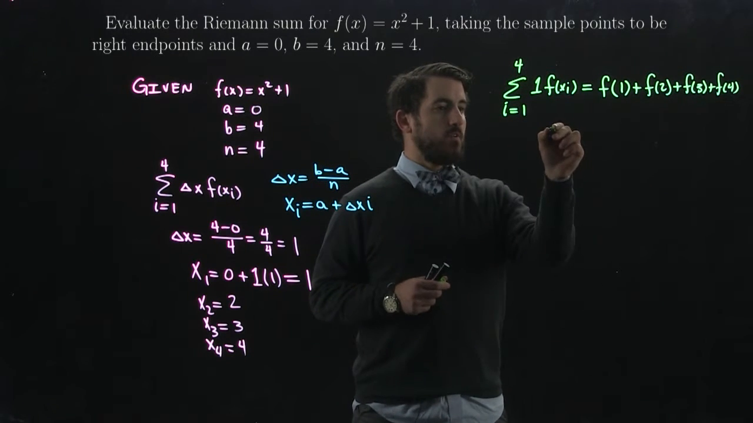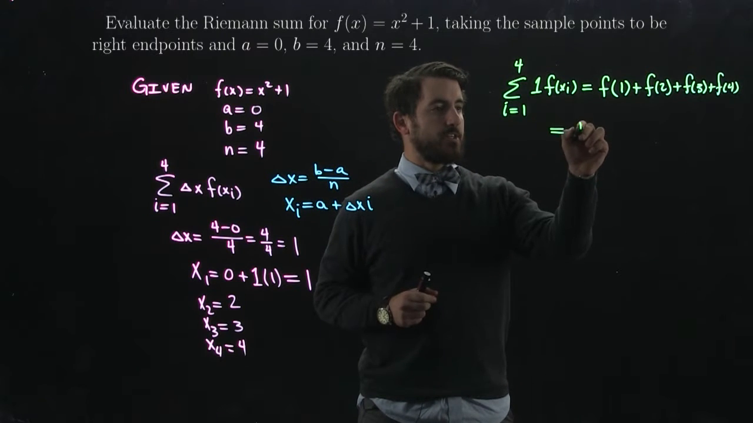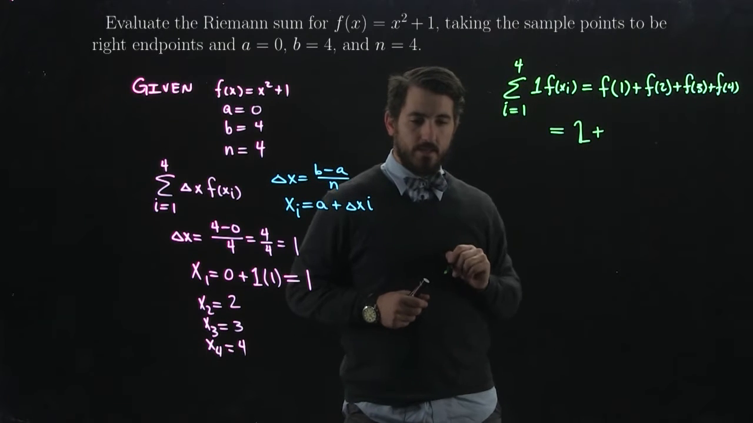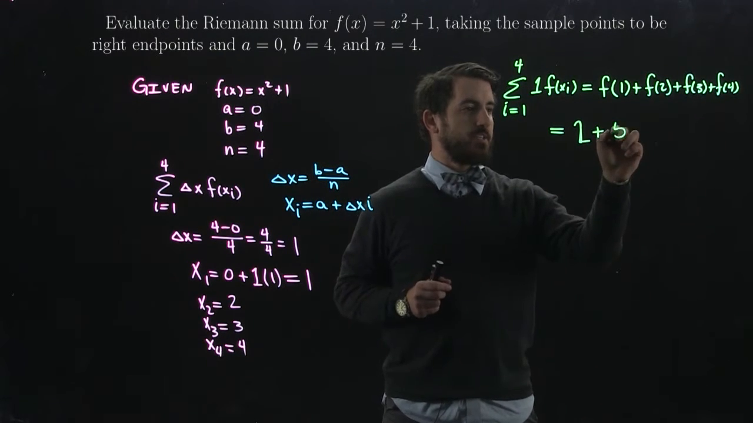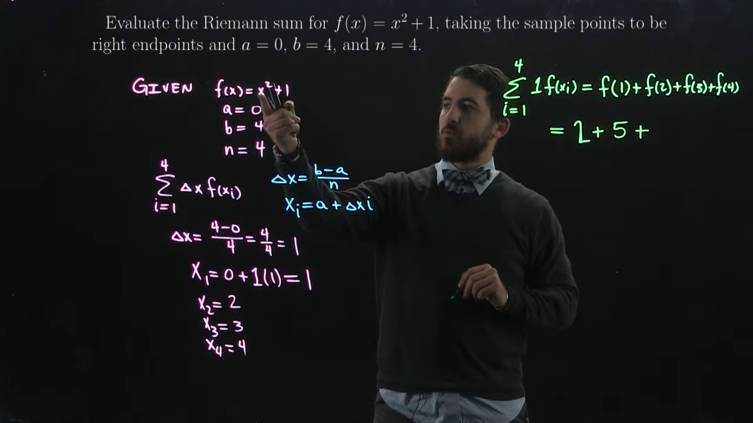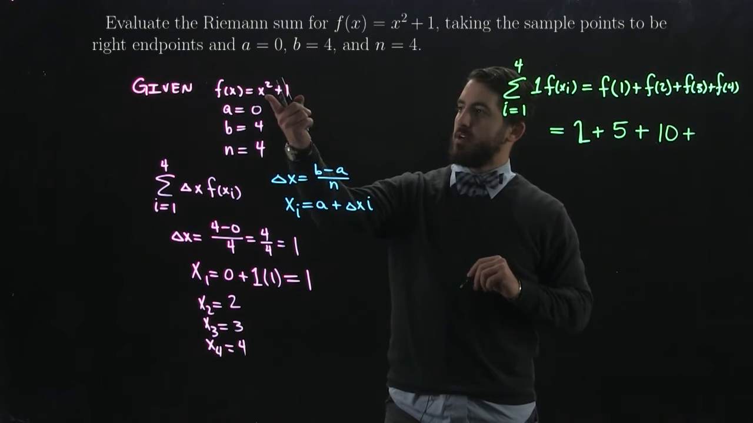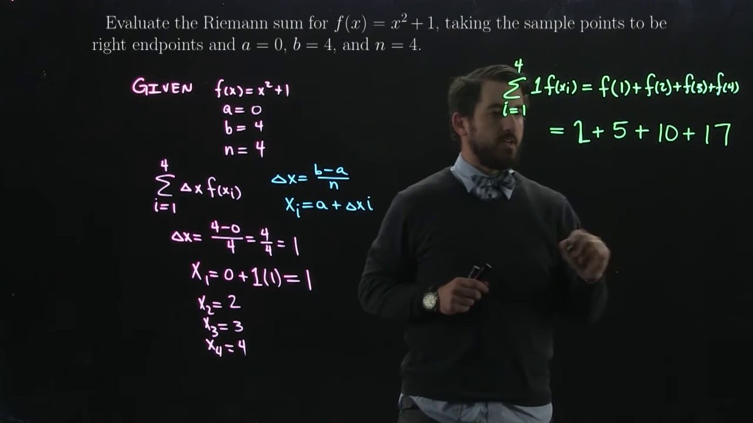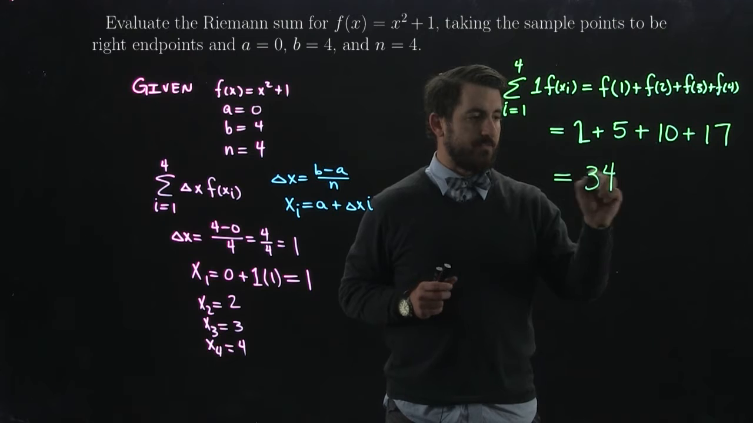And so f of 1 is going to be 1 plus 1, which is 2, plus f of 2, which is 4 plus 1, which is 5, plus 3 squared, 9 plus 1, which is 10, plus 4 squared, 16 plus 1 is 17. And so then I add all these numbers up, and I get 34.